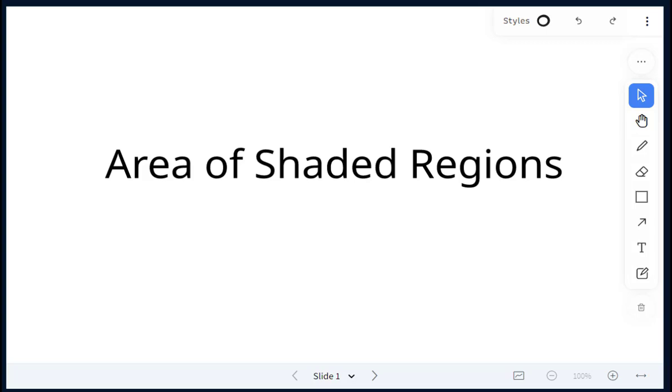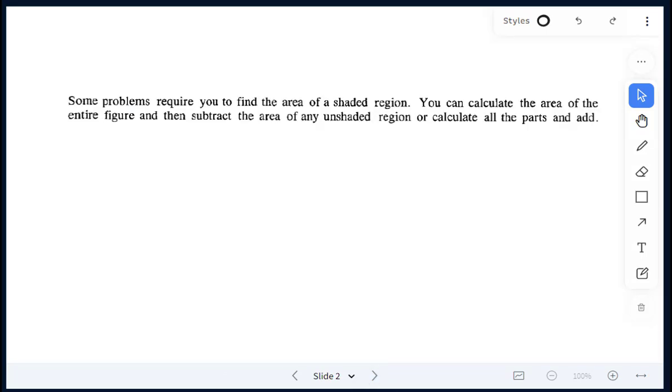So today's class, we are looking at calculating the area of shaded regions of figures. So basically, when you're trying to figure out the area of a shaded region, there's a couple ways depending on the question. You can either just calculate the area of the entire figure, and then subtract out the area of any unshaded region. Some figures will all be shaded, so you will figure out the area of the different parts of the figure and then add it up to get the total area of the whole shaded figure.